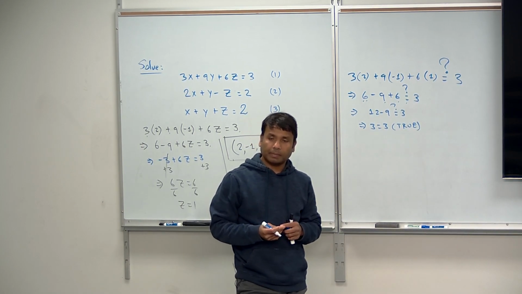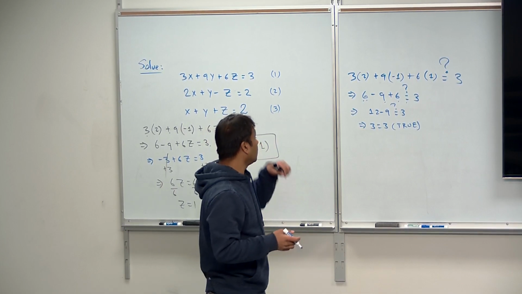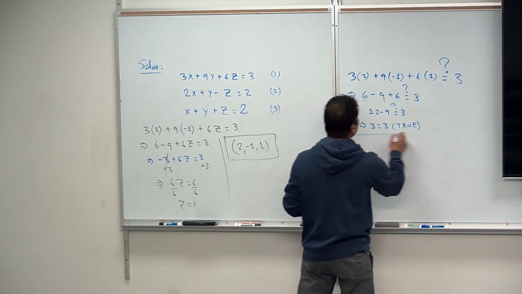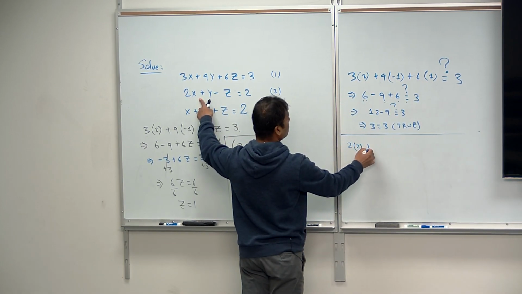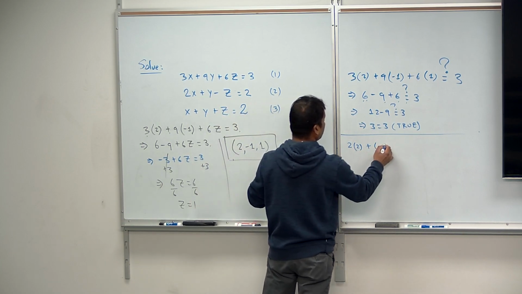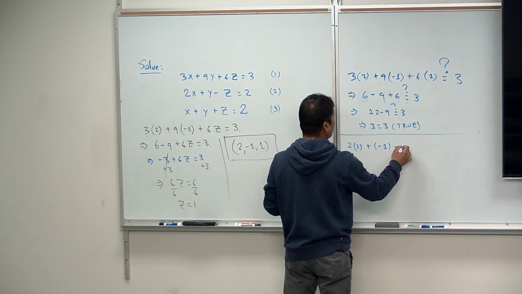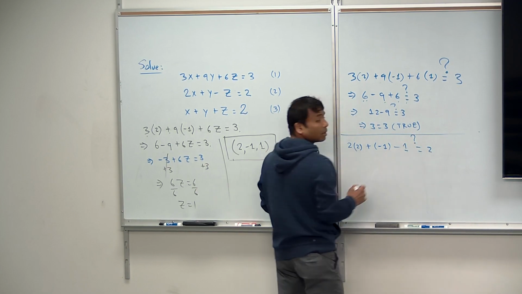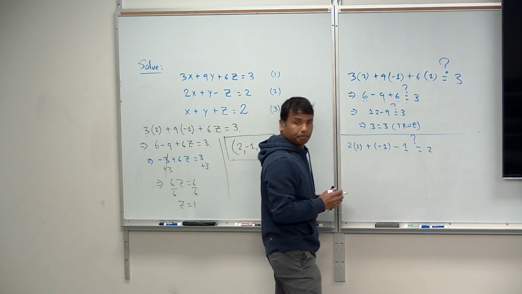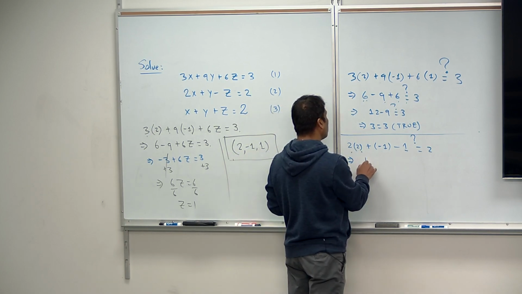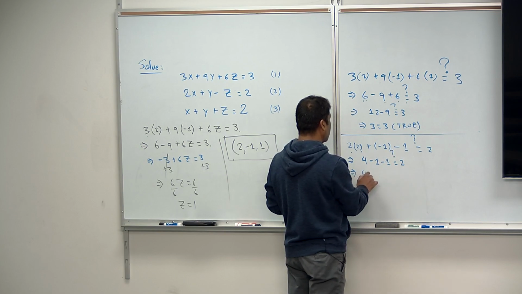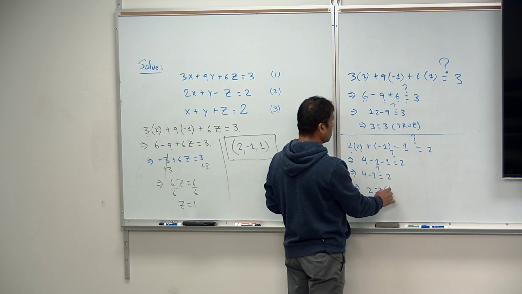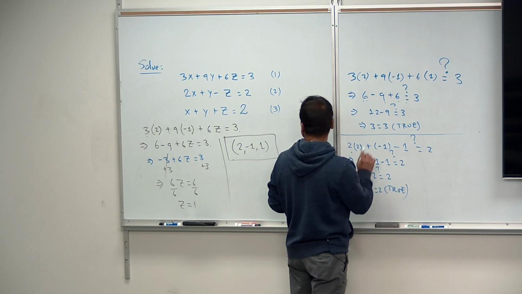That makes sense? So if you plug into the second equation, look here: 2 times the value of x, which is 2, so 2 times 2 plus, what is y? Y is -1, minus z, which is 1, equals 2. Is that true? So 2 times 2 is 4, minus 1, minus 1 equals 2. So that is 4 minus 2 equals 2. What is 4 minus 2? 2 equals 2. This is true. So good for the second equation, right?